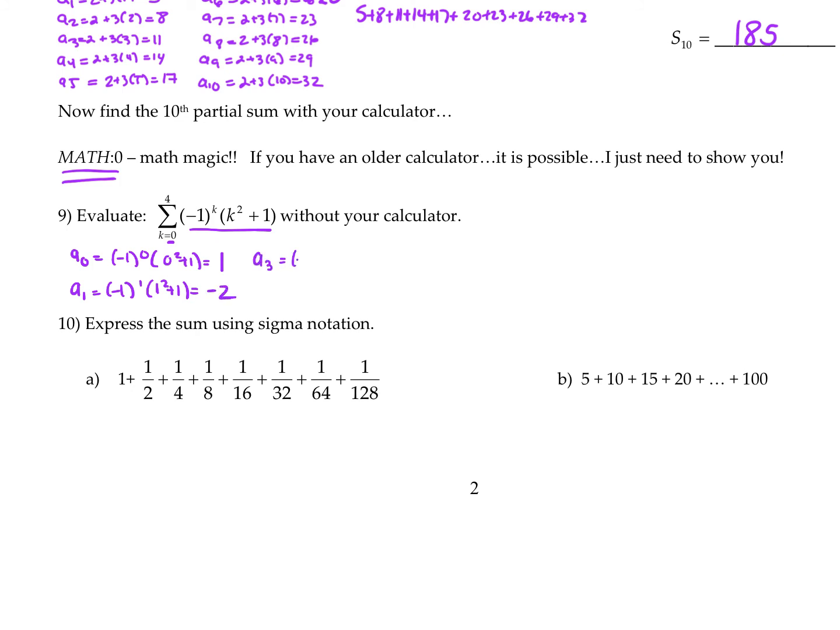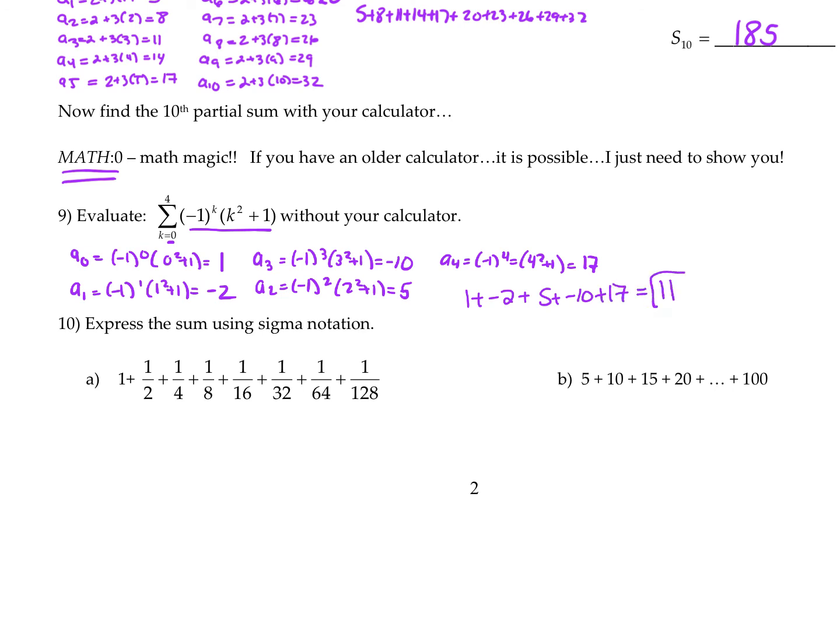Then I need to find A2, sorry, A2, which will be 5, then A3, which will be negative 10, and A4 is 17. We're just going to add them. So I'm going to add 1 plus negative 2 plus 5 plus negative 10 plus 17, and that would sum to 11.